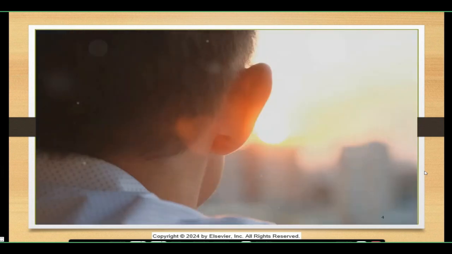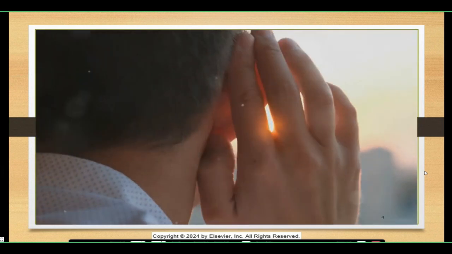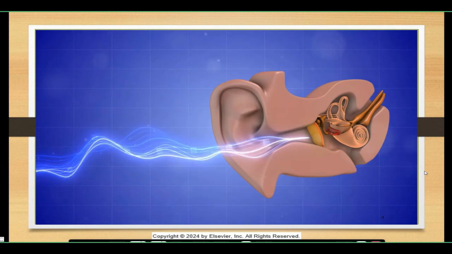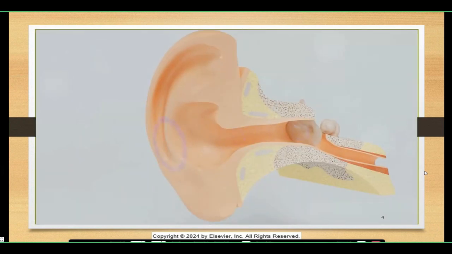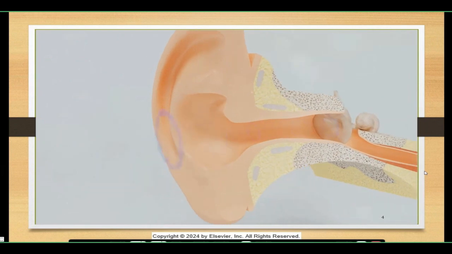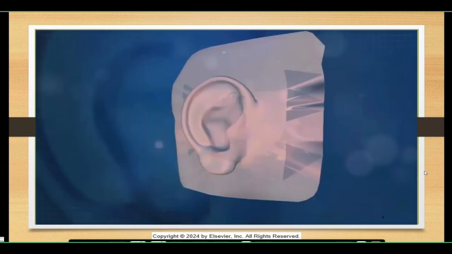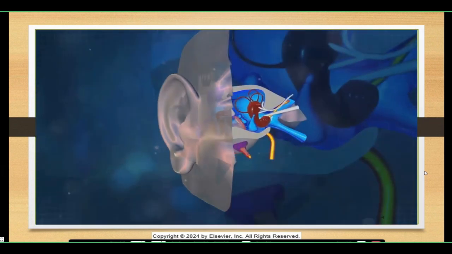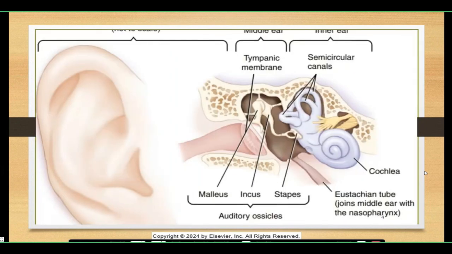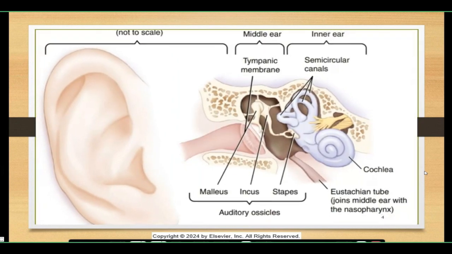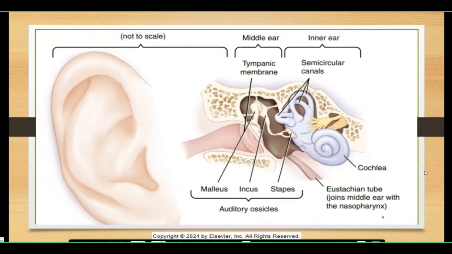Next up, the ears. They're not just for hearing, but also for balance. Sound waves enter through the outer ear and make the eardrum vibrate. These vibrations travel through the ossicles in the middle ear to the cochlea in the inner ear. The cochlea's hair cells convert these vibrations into electrical signals sent to your brain. That's how you hear sounds. And for balance, the semicircular canals in your inner ear detect movement and help keep you steady.